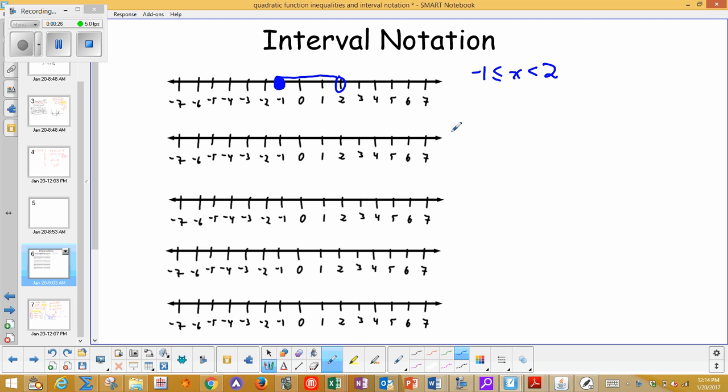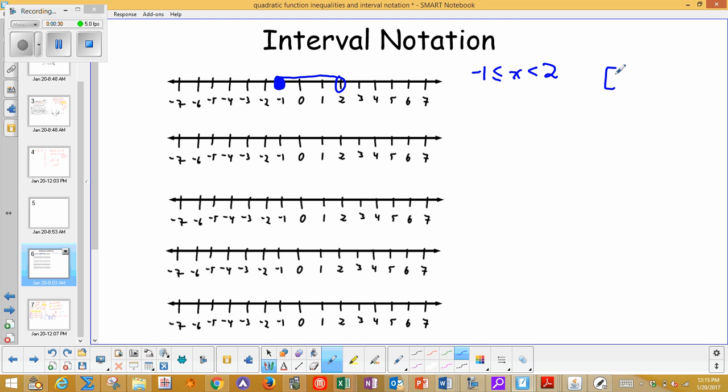Interval notation lets me write it this way. So I use parentheses, but I'm actually using a bracket because I include -1 all the way to 2, but I don't include 2. So this and this and this all mean the same thing. Okay, it's just a shorter way of saying it. So this is a notation. It's not something to figure out. It's just a notation.